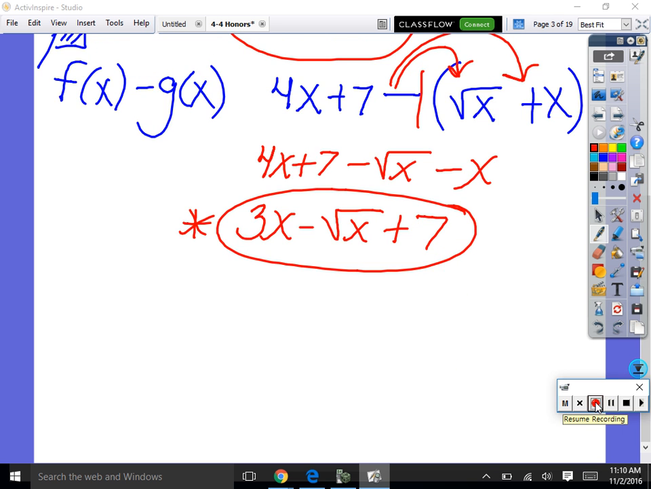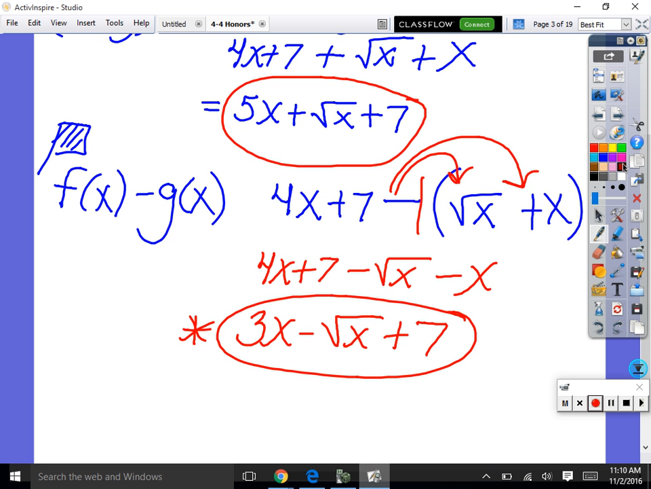Okay, now we're going to restrict the domain. Looking at this answer right here, is there any potential problems in this piece? No. What about right there? Yes, a potential problem. We can't have negatives underneath a radical. So that thing underneath there needs to be greater than or equal to 0. So all real numbers, as long as they're greater than or equal to 0.